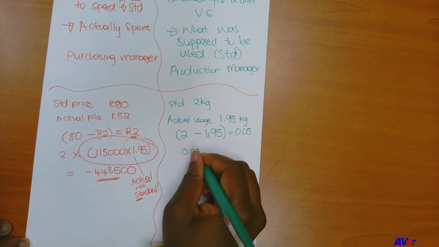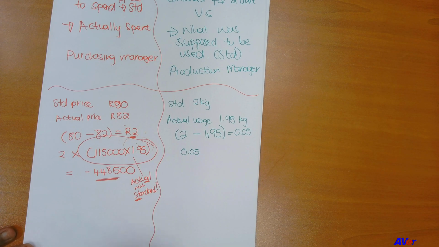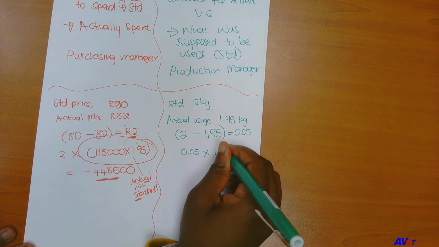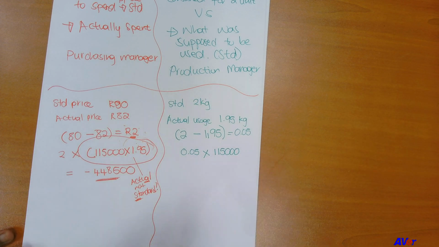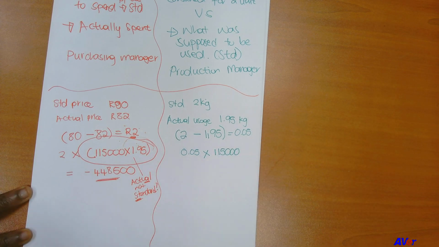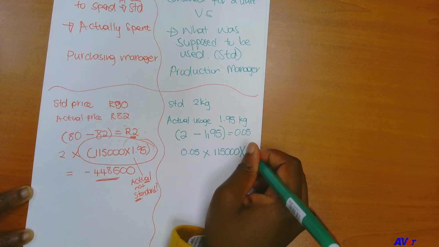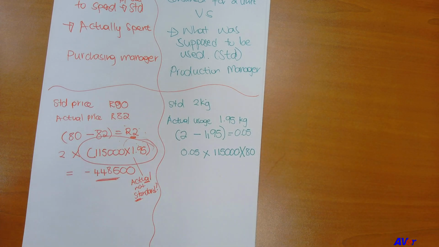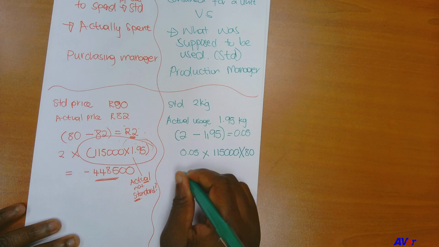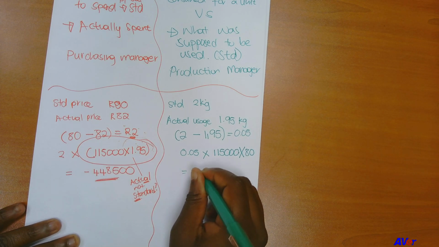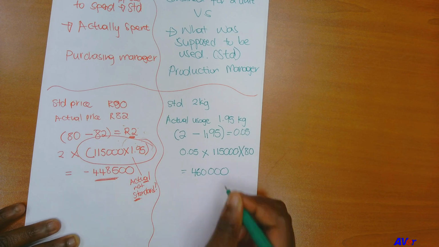However, how many kgs did we actually use? We need to multiply by the number of units, 115,000, to see how many units we actually used. So in total, the amount of kilograms will be from the 0.05 multiplied by the 115,000. Now we still have to multiply by 80 rands, which is the standard price. And the answer for this will give you 460,000.